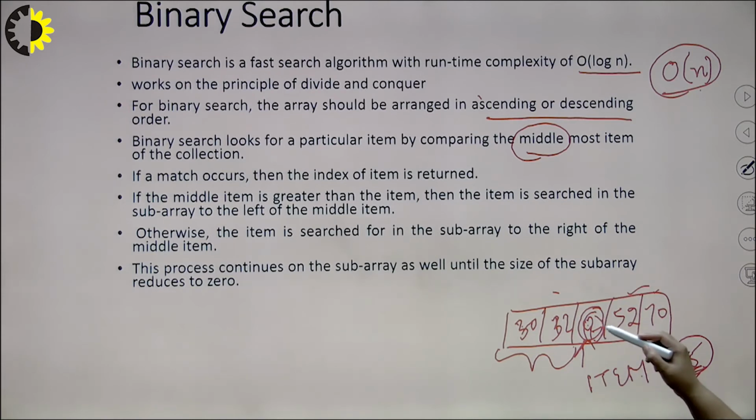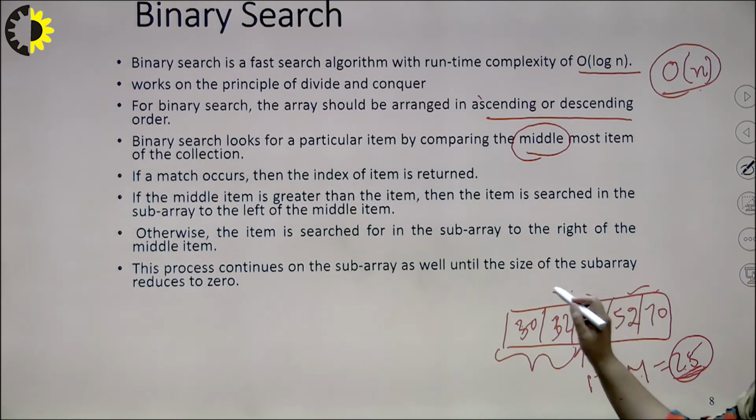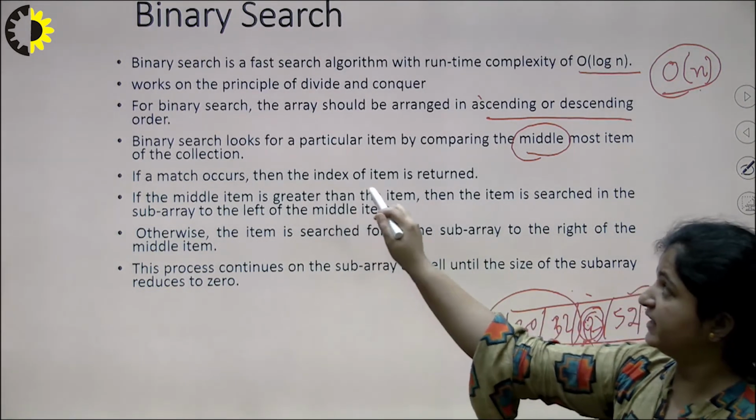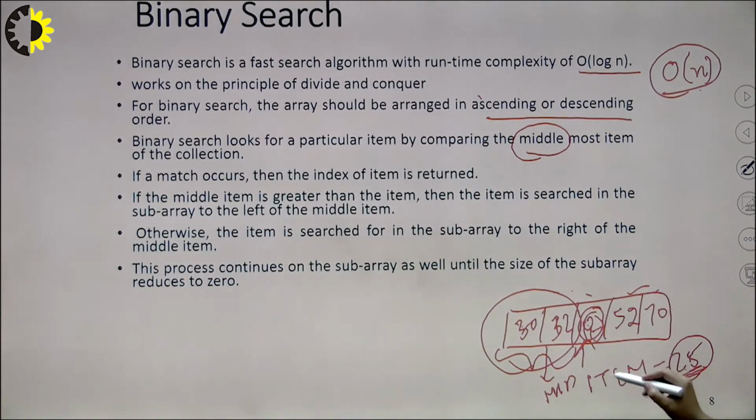Now again this is not matching. So again I will check only the left half, find the middle value of this left half, and compare 25 with that middle value. Same thing is written here: if a match occurs, then the index of the item will be returned. If I found some value at the middle position, it will return the index of this middle position. The index will be 2, so it will return index 2 at this middle position.